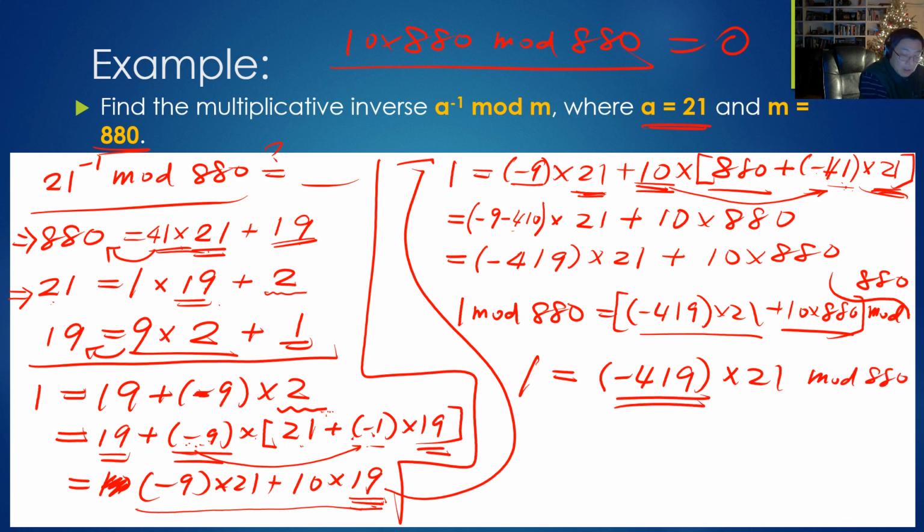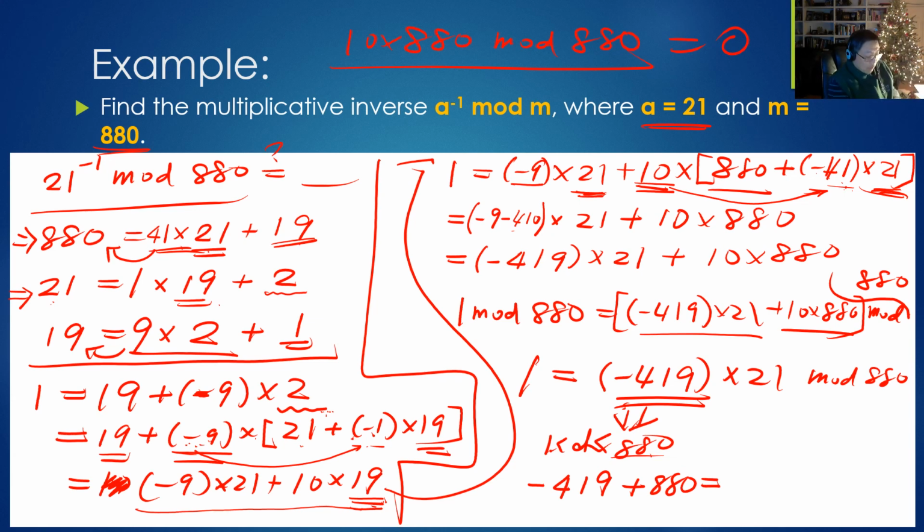Again, this is the inverse of 21 mod 880. Since this is a negative number, I want to find the inverse within the range of 1 and 880. So I want to make sure that it's within 1 and 880. What I'm going to do is just add minus 419 plus 880. So what is this? I got 461.